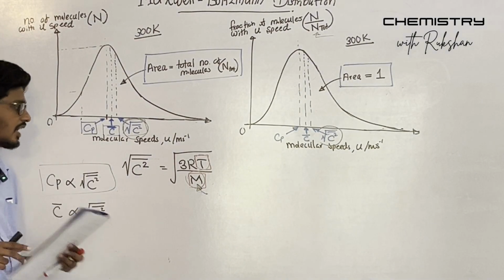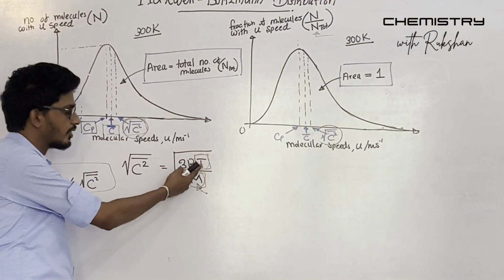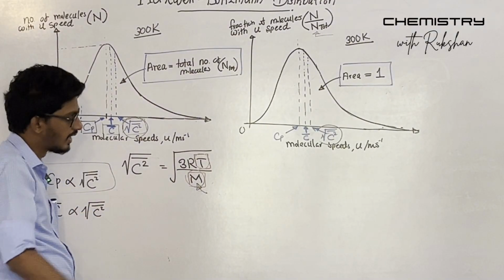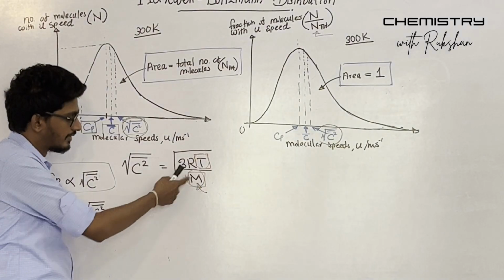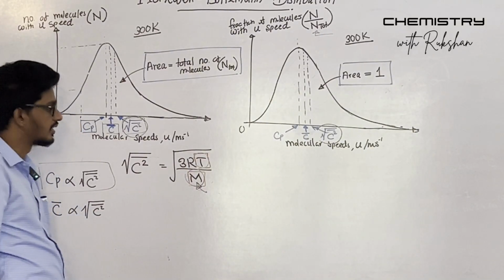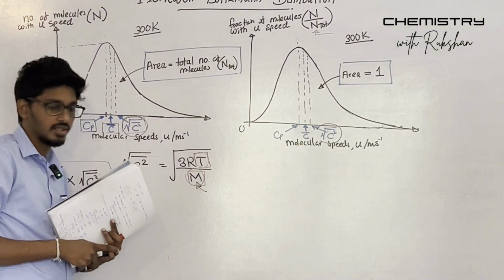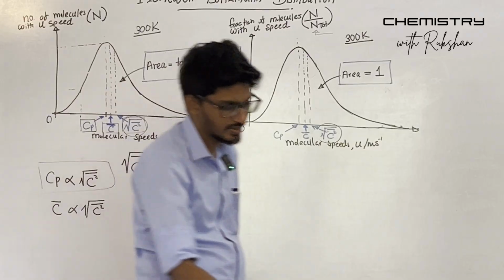First, we'll discuss how the Maxwell-Boltzmann curves will vary according to temperature. After that, we can discuss molecular weight. First, let's discuss how the Maxwell-Boltzmann curves vary with the temperature, right?